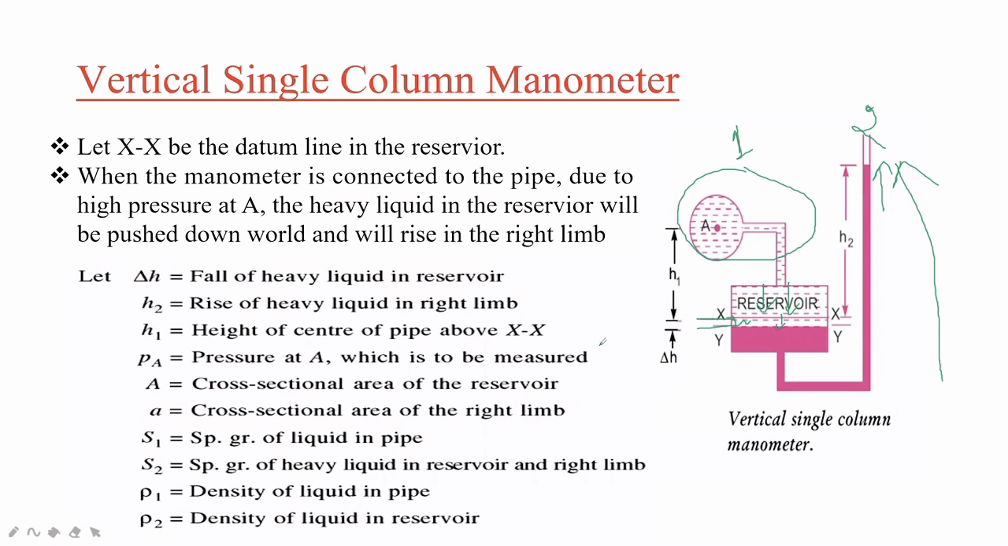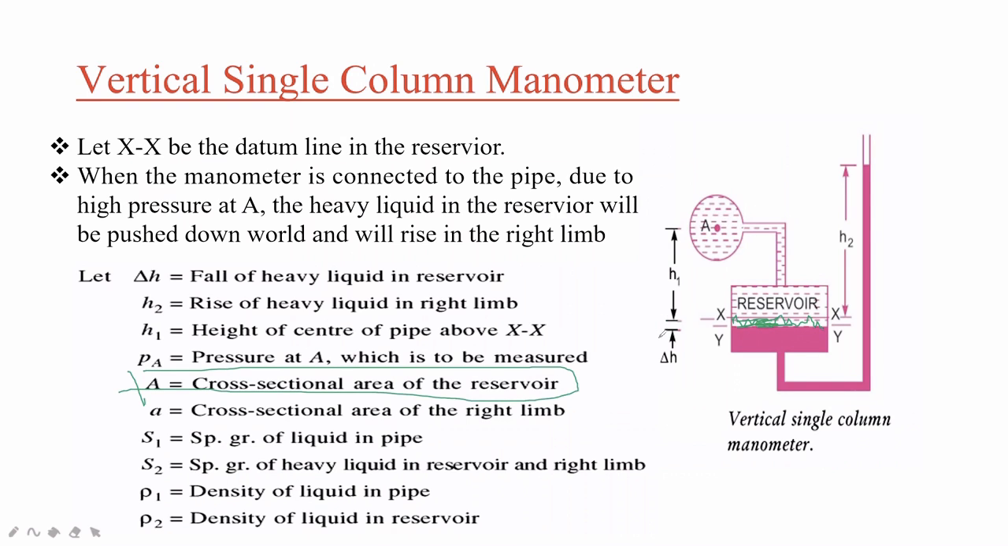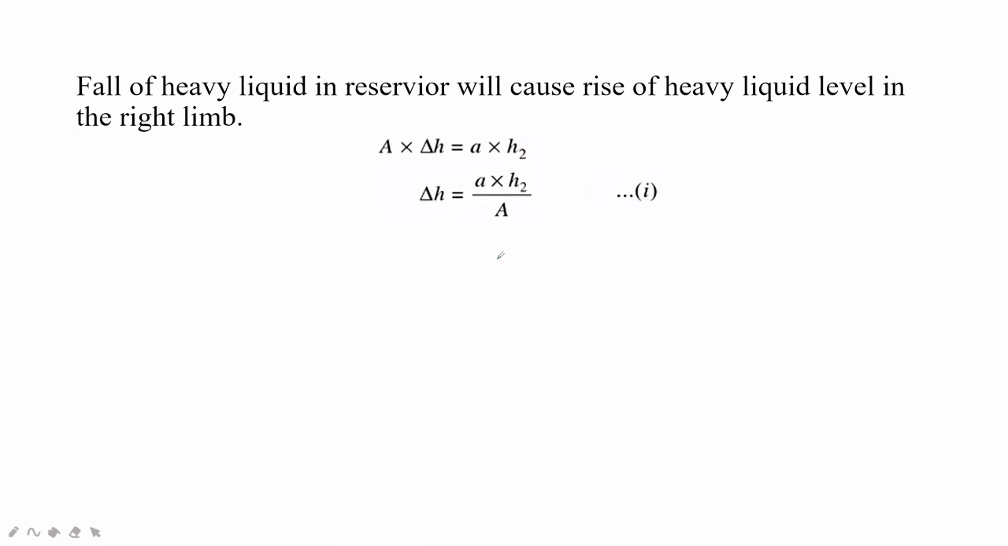See here, another time I will show you the figure. They are considering only whatever the fall is, this much only, not the full reservoir. This much quantity only. So this area is A, the cross sectional area of the reservoir, into the depth delta H. The rise in the right limb is small a into H2. So we are equating them both, and when we equate, we get the value of delta H as a H2 by A.